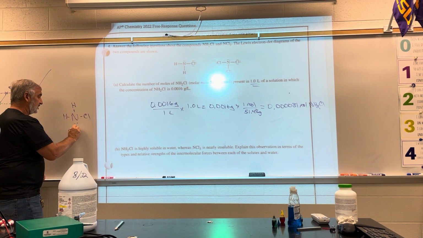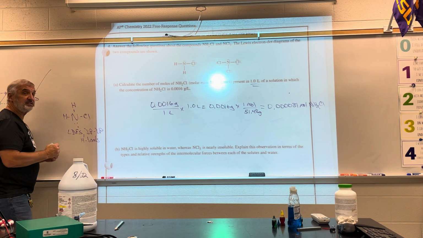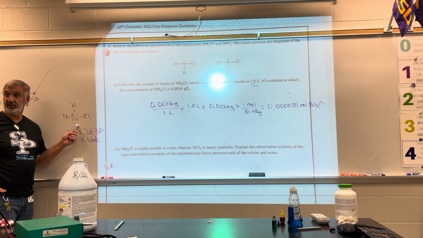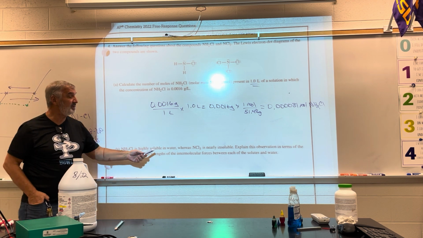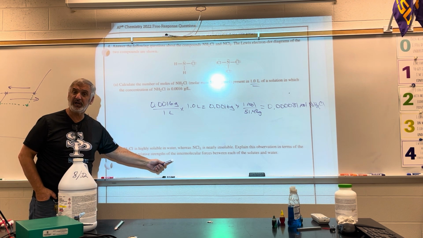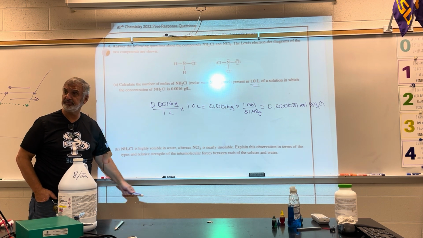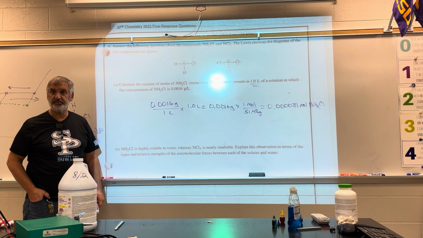LDFs, dipole-dipole, and hydrogen bonds. Because it has the ability to form strong hydrogen bonds with water, NH2Cl is very soluble. However, the NCl3 will only form what? What's the only type of attraction between it and water? Dipole-induced dipole, which are too weak to overcome the much stronger hydrogen bonds between water molecules. As a result, water doesn't separate and the two are insoluble. Okay?